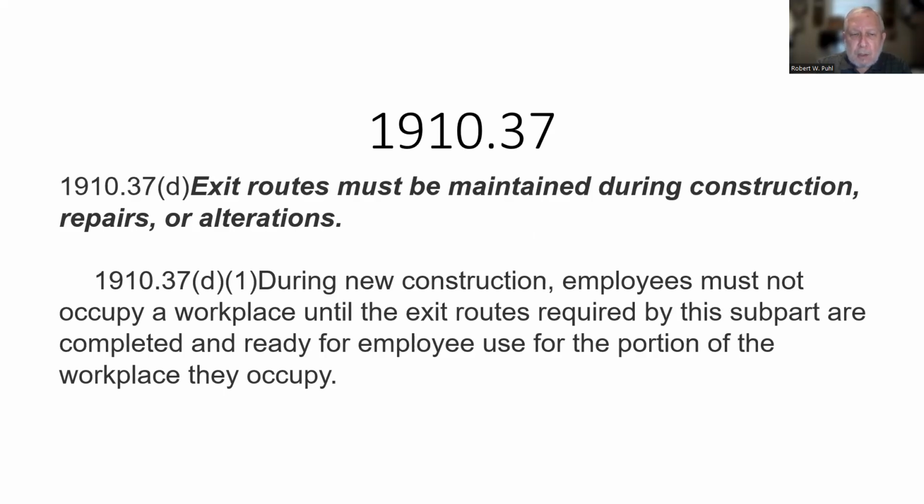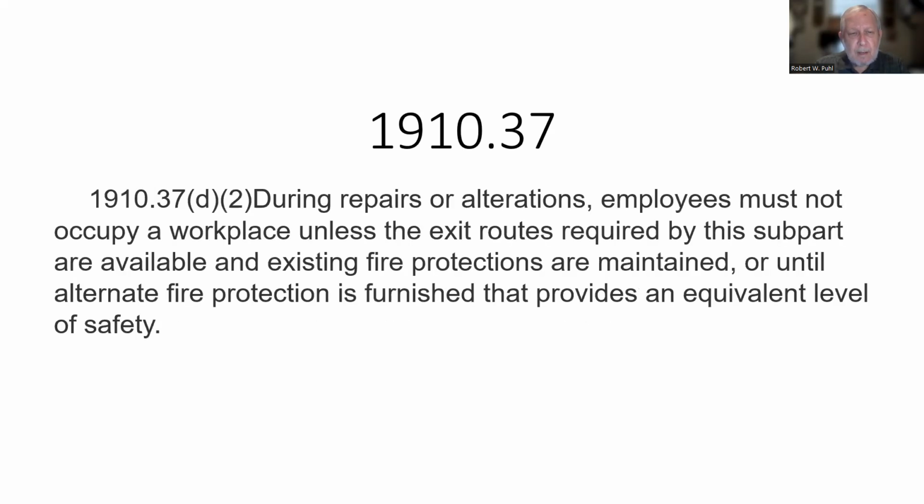Exit routes must be maintained during construction, repairs, or alterations. During new constructions, employees must not occupy a workplace if the exit routes required by this subpart are not completed and ready for employee use for the portion of workplace they occupy. So that makes a lot of sense. During new construction, you can't start people working in there until the exit routes are done and ready to go.